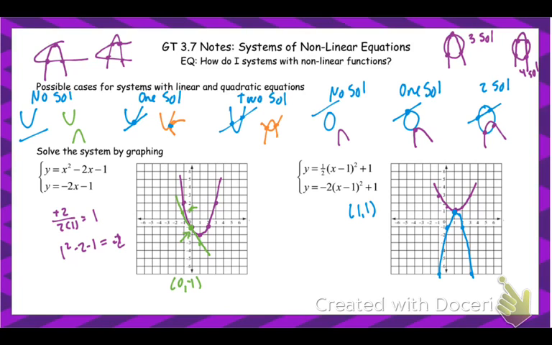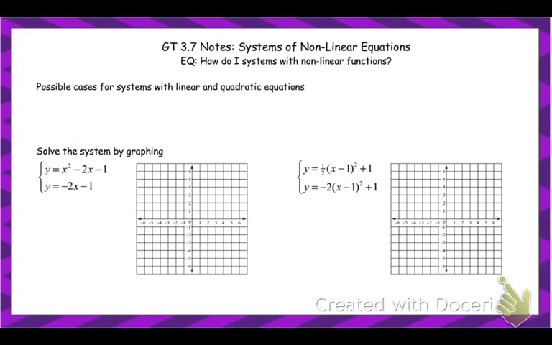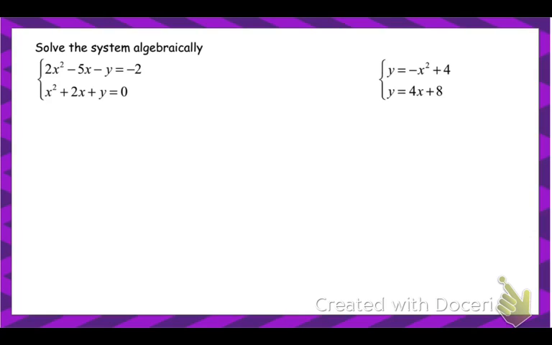So these are kind of hard to do by graphing, as you can tell, because it's hard to see those intersection points unless they're pretty exact or on the vertex. So a lot of these we're going to solve algebraically. When we solve algebraically, we can still use elimination or substitution, just like we did with regular systems. Just a few things to keep in mind.